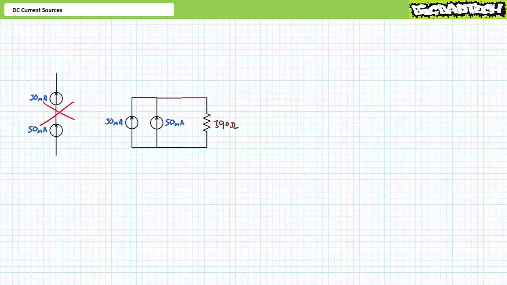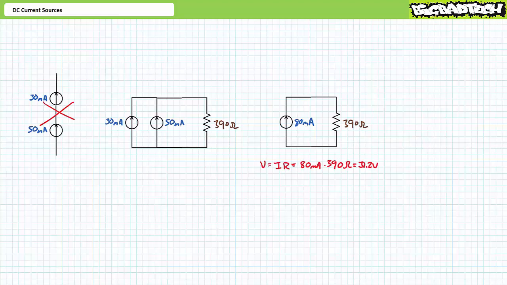If voltage across elements in parallel is the same, this is where we must necessarily make a simplification of our simplification. Rule 2, current sources in parallel add up. There is now a single 80 mA current source. If our load resistor is 390 ohms, the voltage across it via Ohm's law would be 31.2 volts.